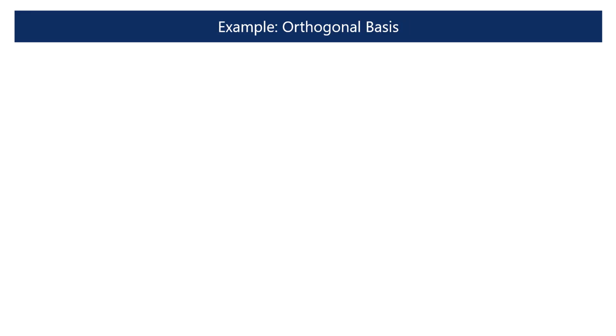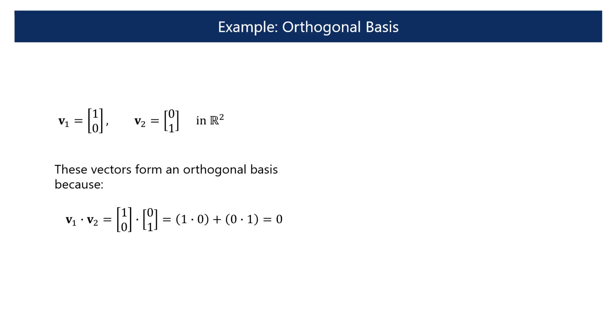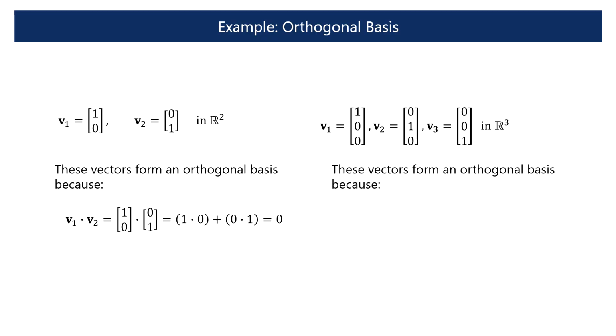Let's see examples of orthogonal bases. An orthogonal basis is a set of vectors where all pairs of vectors are orthogonal, so their inner product is 0. Consider two vectors, v1 and v2, in a two-dimensional space. These vectors form an orthogonal basis because their inner product is 0. In a case of a three-dimensional space, these vectors are orthogonal to each other because the inner product of any pair is 0.